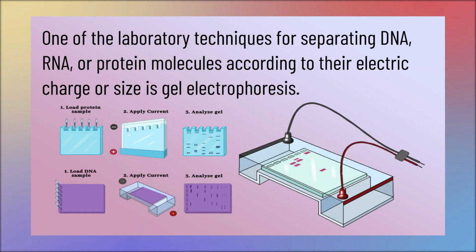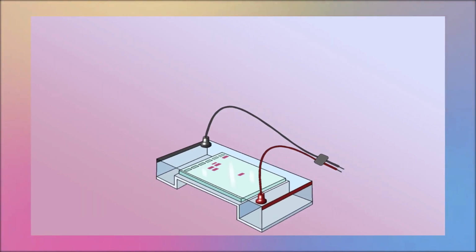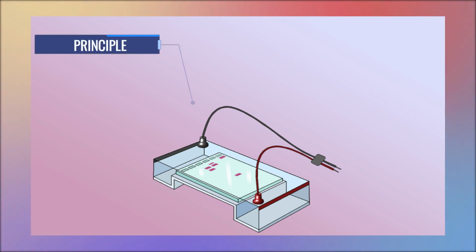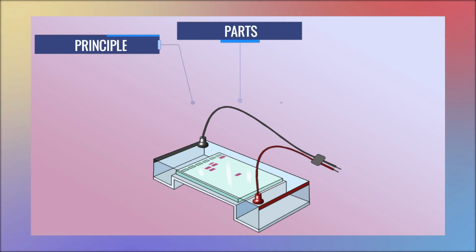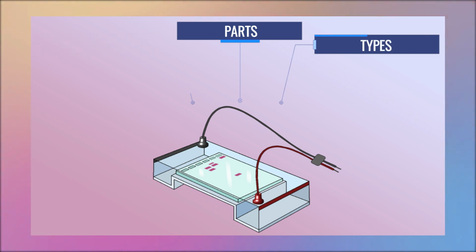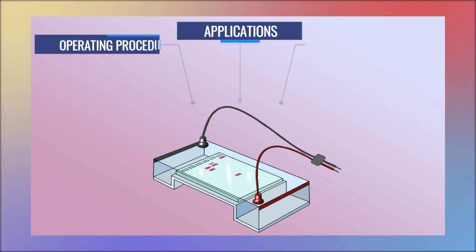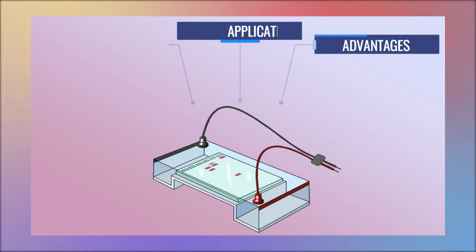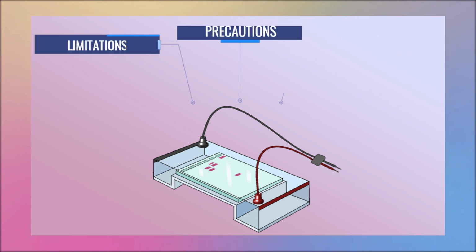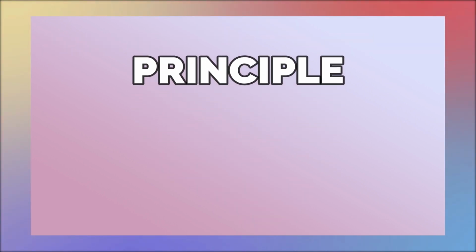One of the laboratory techniques for separating DNA, RNA, or protein molecules according to their electric charge or size is gel electrophoresis. We will learn in this topic its principle, its parts, the types of electrophoresis machines, operating procedures, applications, advantages of electrophoresis, limitations, precautions, and examples. Let's start with the principle of gel electrophoresis.